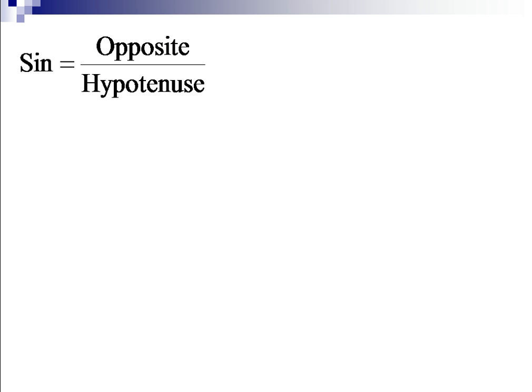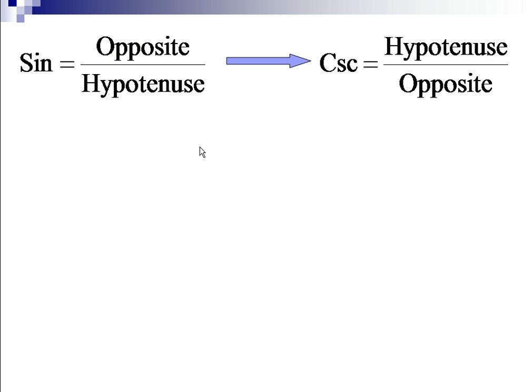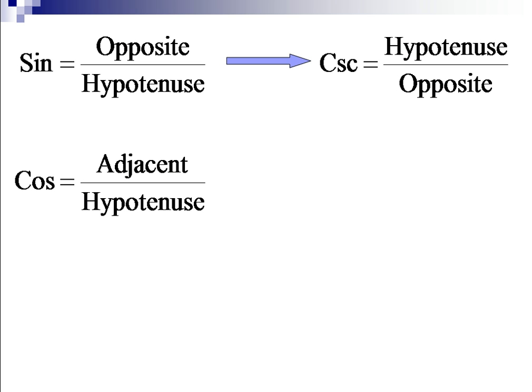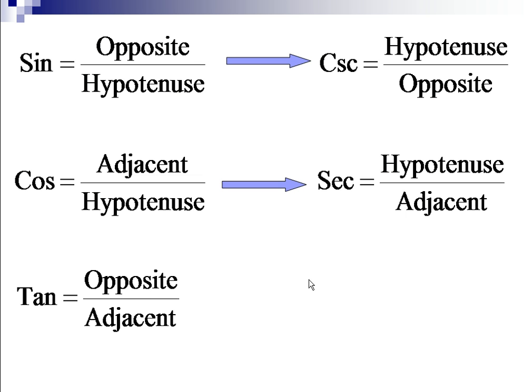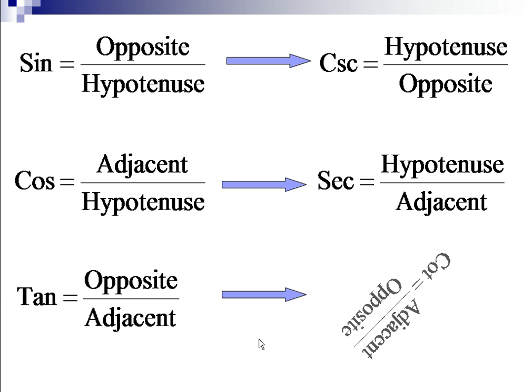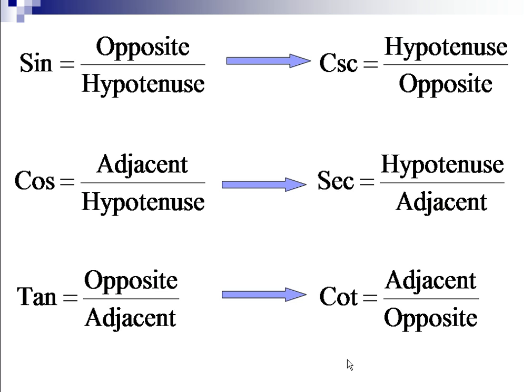If sine is opposite over hypotenuse, and then there's our SOHCAHTOA, SOH for sine, the reciprocal, cosecant, is the hypotenuse over opposite. Cosine is adjacent over hypotenuse. There's the CA in SOHCAHTOA, CAH. The reciprocal is secant, which is hypotenuse over adjacent. And then tangent, for TOA, tangent is opposite over adjacent. The reciprocal of that is cotangent, adjacent over opposite. And that is a brief overview of trigonometry.